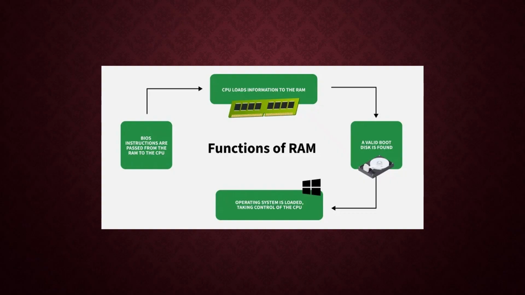So see, this is the function of the RAM. The CPU loads the information to the RAM. A valid boot disk is found. Then the operating system is loaded, taking control of the CPU. First BIOS, basic input output system, instructions are passed from the RAM to the CPU. So the input is given from the CPU to the RAM. Once the CPU loads the information to the RAM, again a valid boot disk is found, whether it is to be stored or not. Then the operating system is loaded, taking control of the CPU. So this is what happens in the function of the RAM.